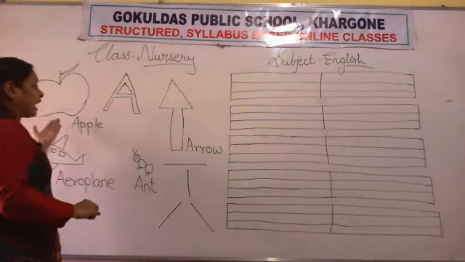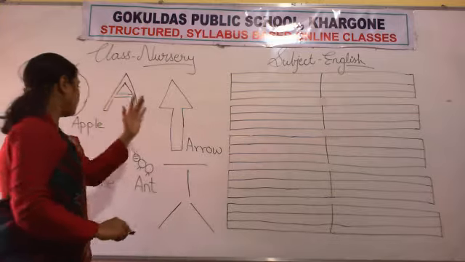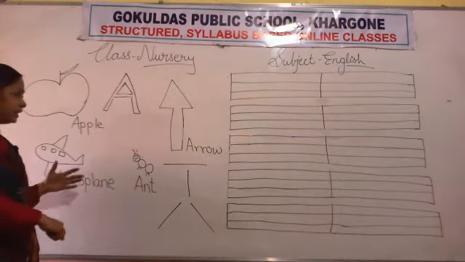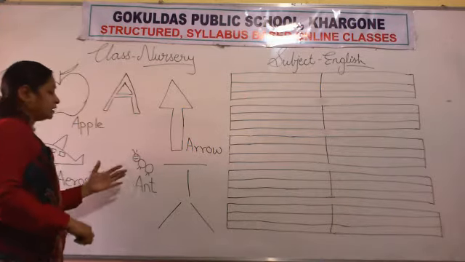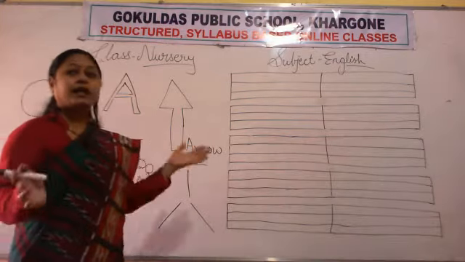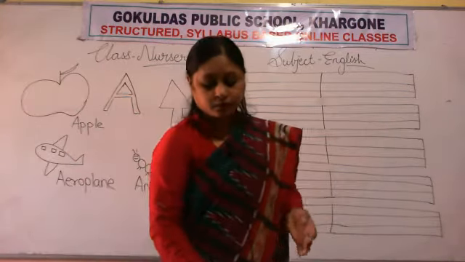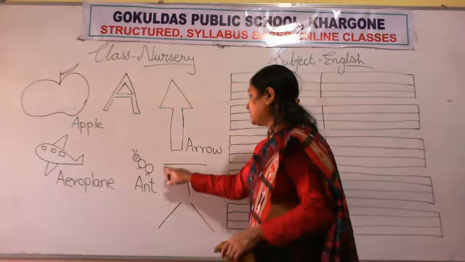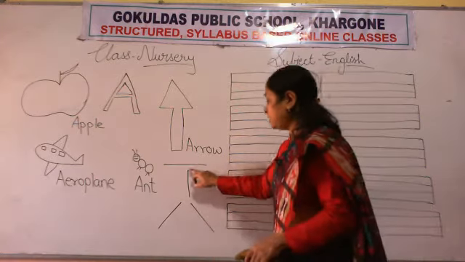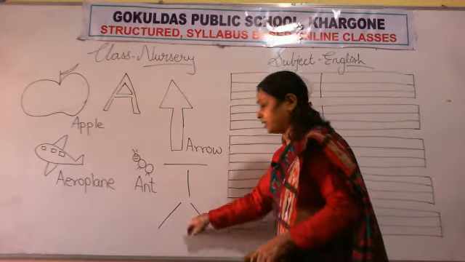A for apple, A for arrow, A for aeroplane, A for ant, A for alligator. Okay. So which line is this? Sleeping line, standing line, slanting line.